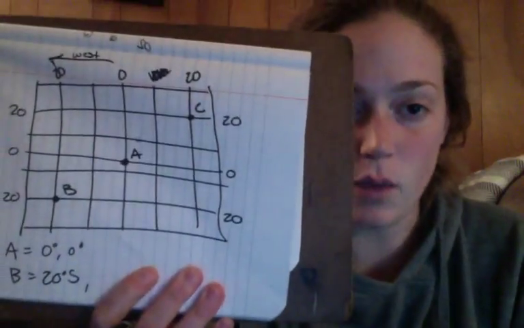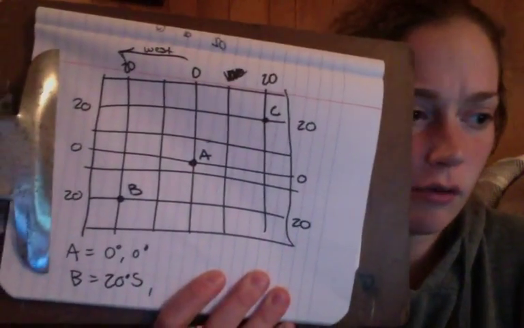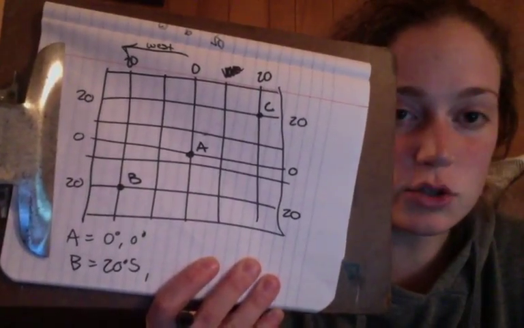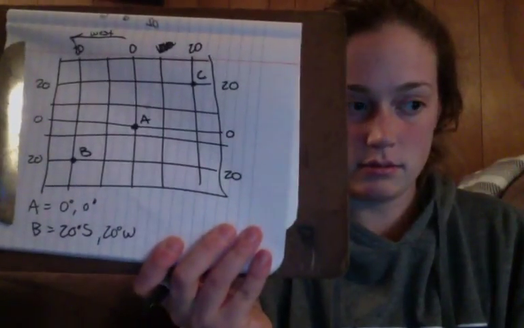That way to me is west when I'm holding the paper. Hopefully that didn't mess that up, but anyway, it is 20 degrees west, so that would be my longitude. So point B is on 20 degrees west.